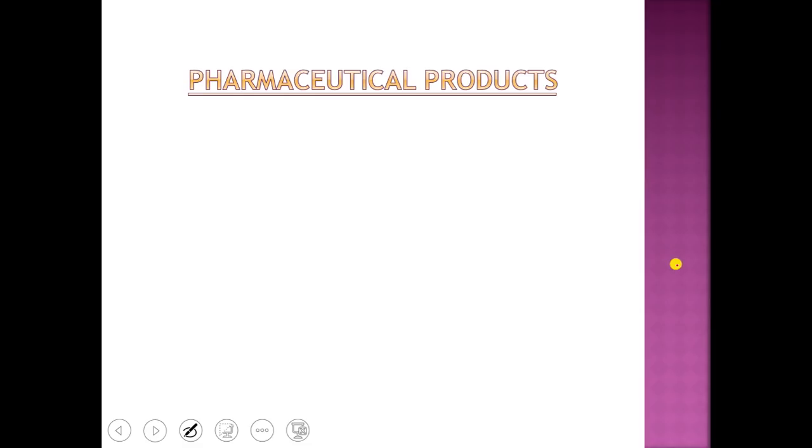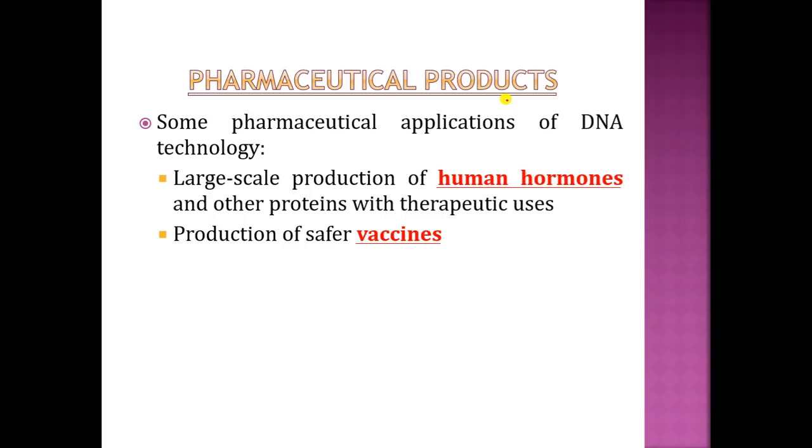The pharmaceutical application is very important, we can say it's a blessing for certain diseases. We have this technology. Some pharmaceutical applications of DNA technology are large scale production of human hormones and other proteins with therapeutic use. The most important one is insulin, that is commonly used in patients with type 1 diabetes mellitus, or in the later stage in type 2 diabetes mellitus. So it has a very important role, and it is also useful for the production of safer vaccines.